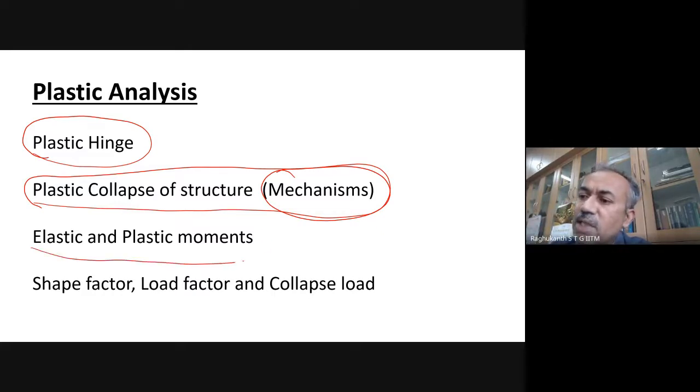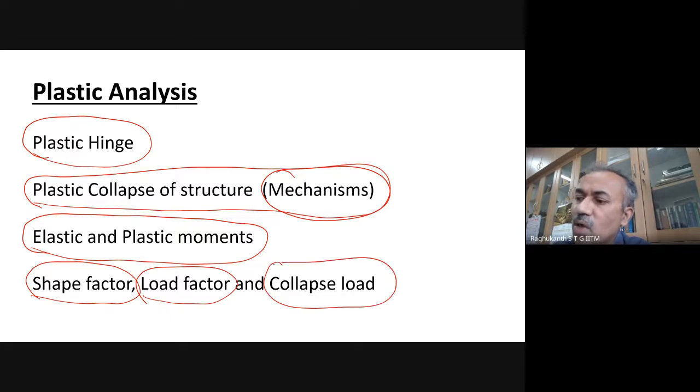Then we will be calculating elastic and plastic moments, the elastic bending moment diagram and the plastic bending moment diagram. And then finally we will be talking about the shape factor, the load factor, the collapse load and other things also. This is what essentially we try to do in plastic analysis. It's very simple. You just need to understand the plastic hinge and how the structure is going to collapse: what type of mechanism it is, how many plastic hinges are required to collapse the structure, and whether it's a beam or a frame. Once you decide the mechanism, we will find the elastic and plastic moments depending on the diagrams we plot, and then finally the shape factor, load factor, collapse load and all those things in our plastic analysis.